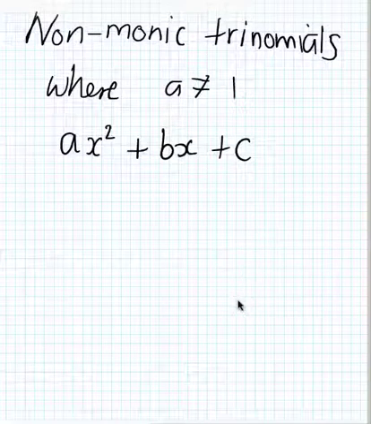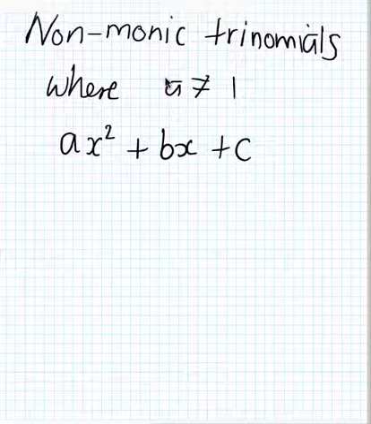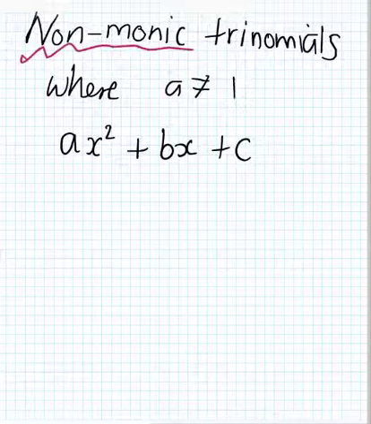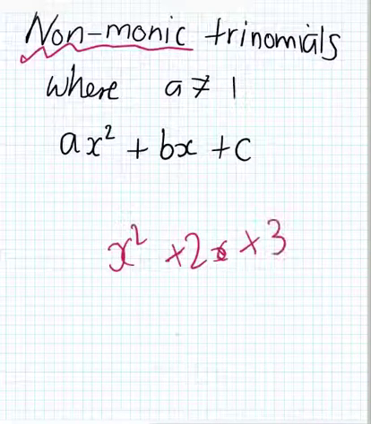Now, to factorize non-monic trinomials, non-monic simply means that the coefficient of x squared, in this case a, does not equal 1. So if you remember factorizing trinomials like this, we have x squared, say, plus 2x plus 3. If we had to factorize this, the coefficient of x squared was the invisible 1. These ones are called monic trinomials.